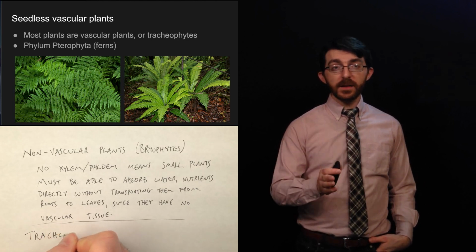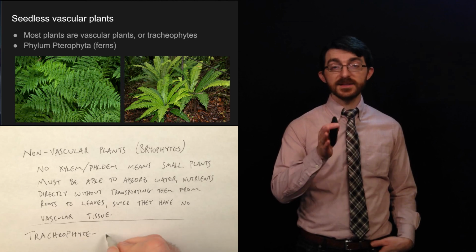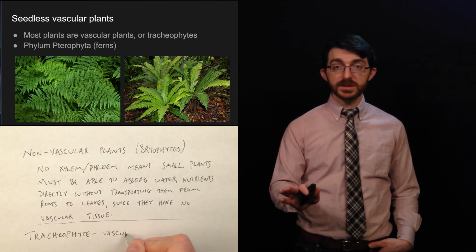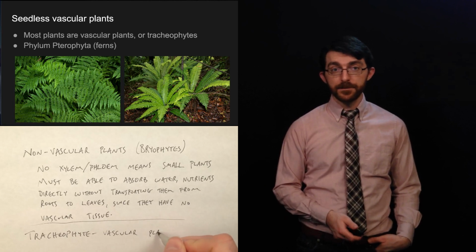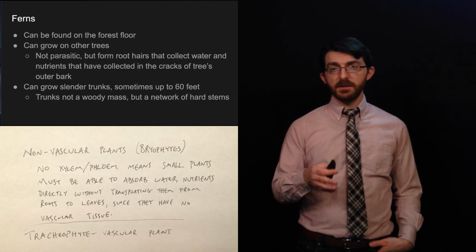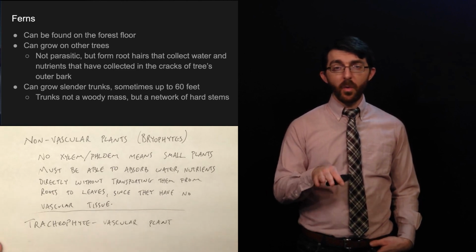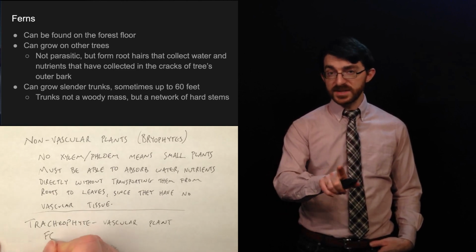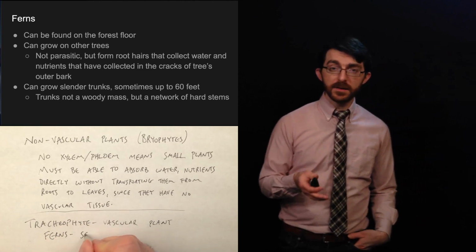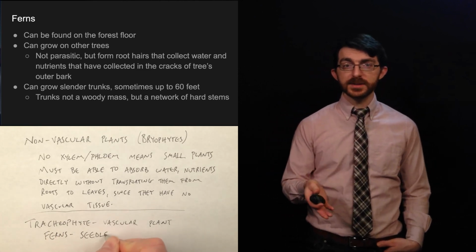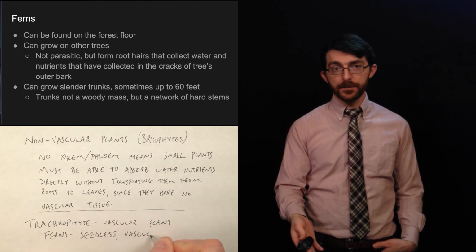So phylum Pterophyta would be the ferns. That is a seedless plant. It does not reproduce with seeds, but it is a vascular plant in that it has xylem and phloem. Ferns can usually be found on the forest floor, but they can also grow on other trees. They're not parasitic like the mistletoe was, but they do form root hairs. They collect water and nutrients that have collected in the cracks of trees' outer bark.